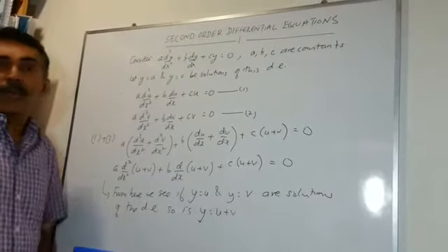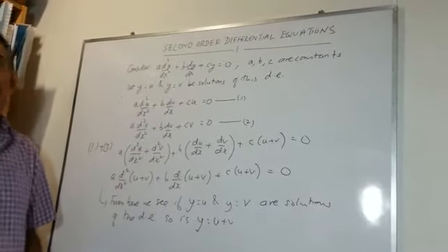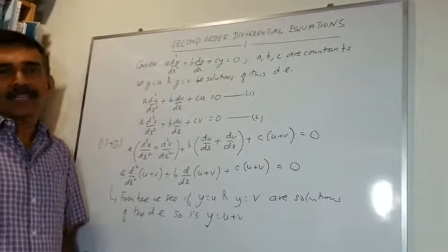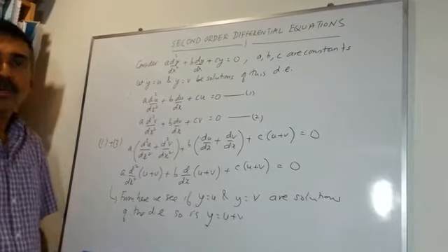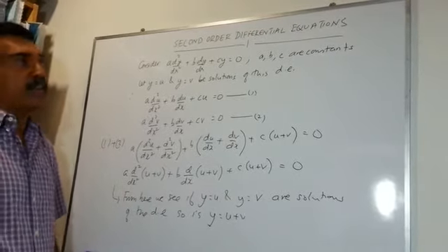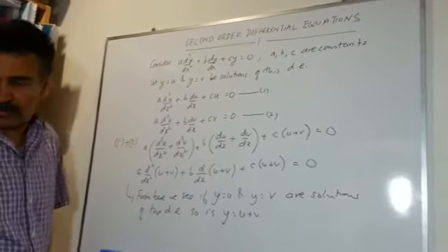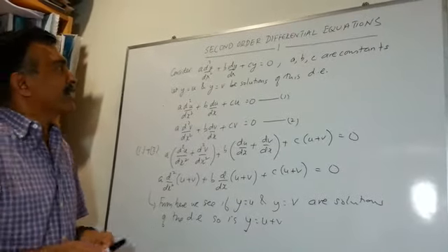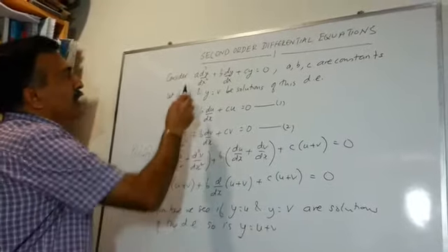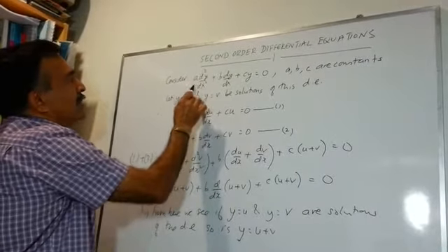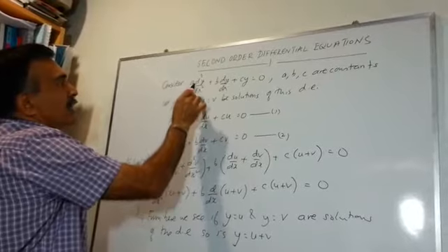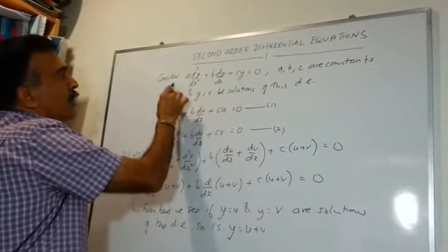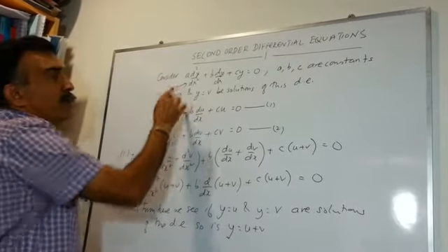Here we are going to be looking at the basic ideas behind the solution of second order differential equations. So let's start by writing a second order differential equation. This is an example of a second order differential equation. The highest derivative that you see here is d2y dx squared, so therefore this is an example of a second order differential equation.